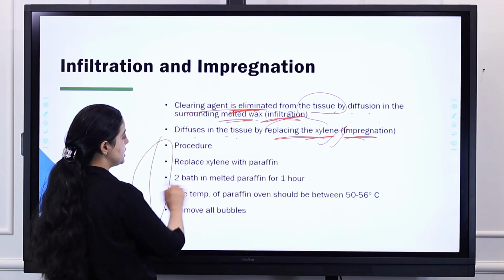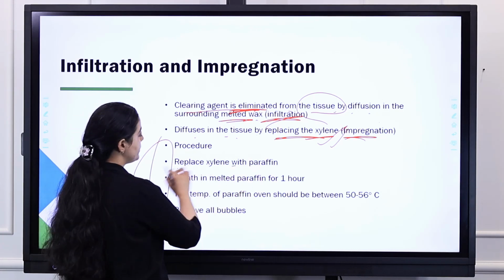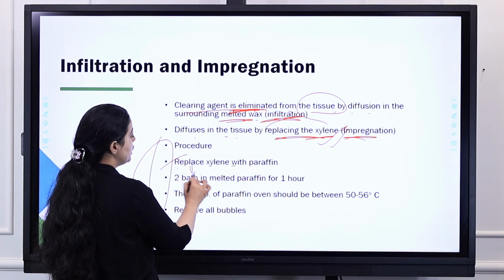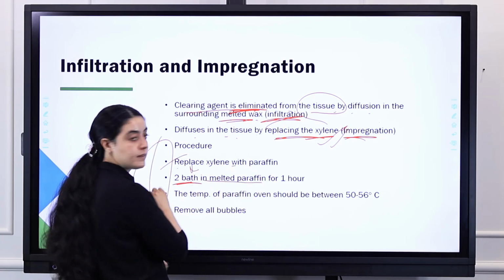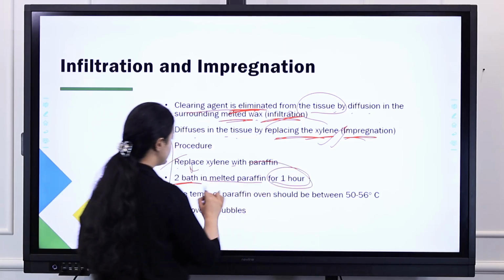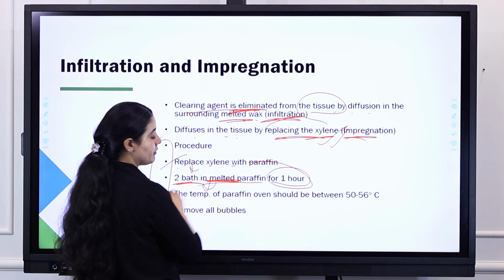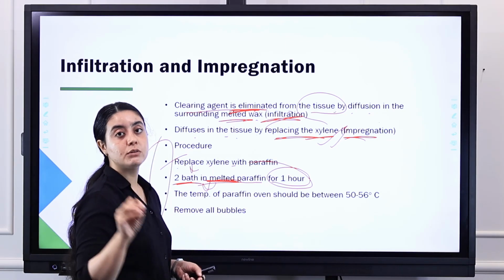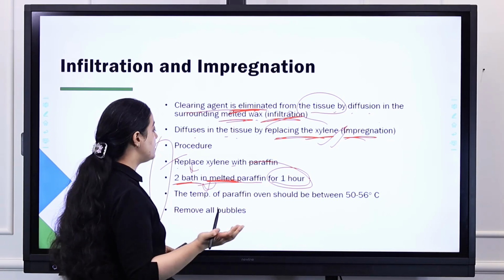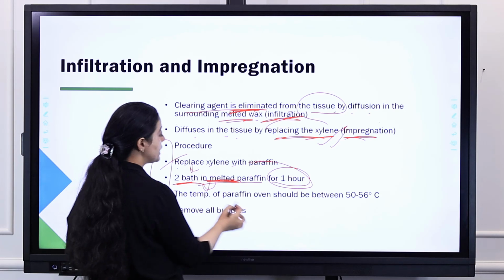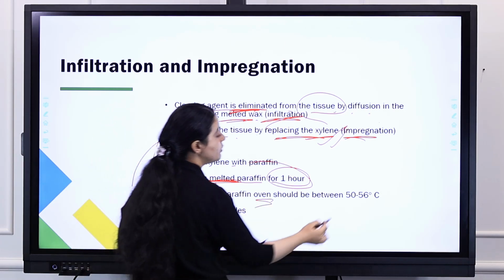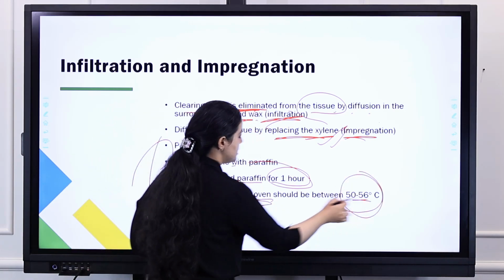What will be the procedure? You have to replace the xylene with the paraffin, right? For that, 2 baths in melted paraffin wax, first for 1 hour. Then what will be the temperature? Because here I use the word melted paraffin, you have to put your specimen into the melted paraffin. So what will be the temperature? The temperature of the paraffin oven should be 50 to 56 degrees Celsius, right?